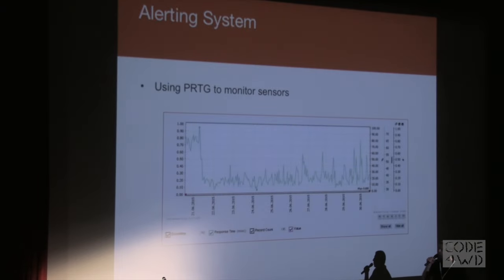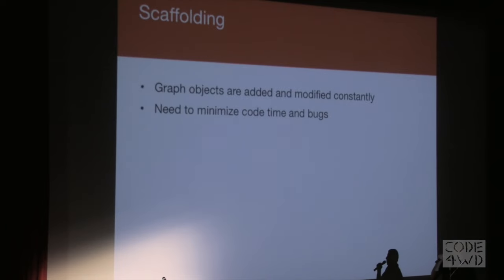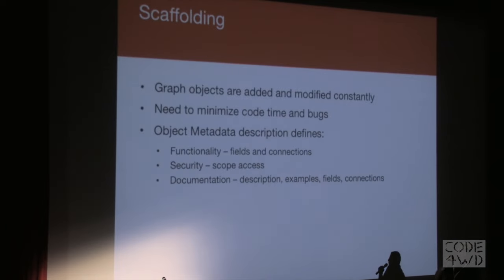And we're using PRTG to monitor all kinds of sensors. If something goes bad, we know about it immediately and we can apply a fix. In terms of scaffolding, it was very important for us to make it easier for developers to add new objects to the system, because this is a growing system.